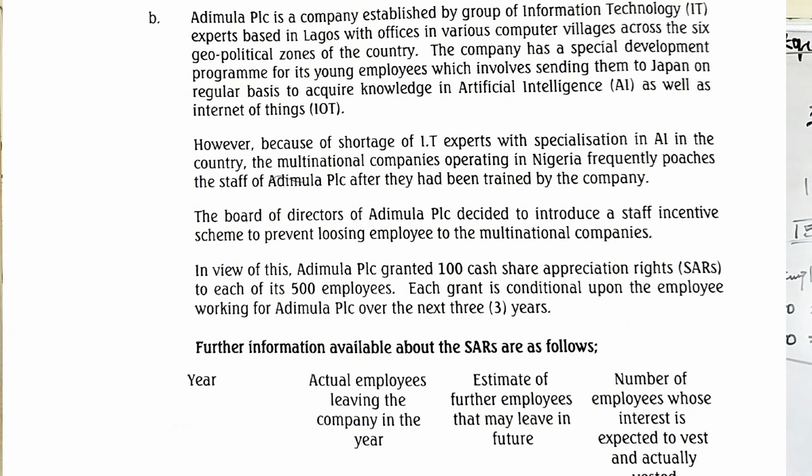The board of directors of Adimola PLC decided to introduce a staff incentive scheme to prevent losing employees to the multinational companies. In view of this, Adimola PLC granted 100 share appreciation rights to each of its 500 employees. Each grant is conditional on the employee working for Adimola PLC over the next 3 years. Further information available about the share appreciation rights is as follows.